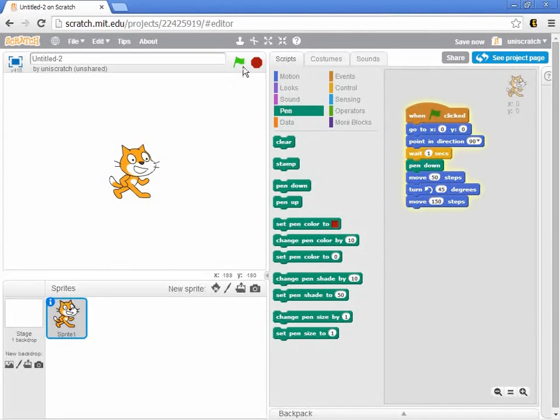Places everybody and action. And there we go, right? We see that he jumped to the middle of the stage, he reset, I put the pen down, he moved forward 50 pixels, he rotated 45 degrees away from where he was before, and then he went forward another 150 pixels, and the whole time he's leaving a marker trail as he goes.